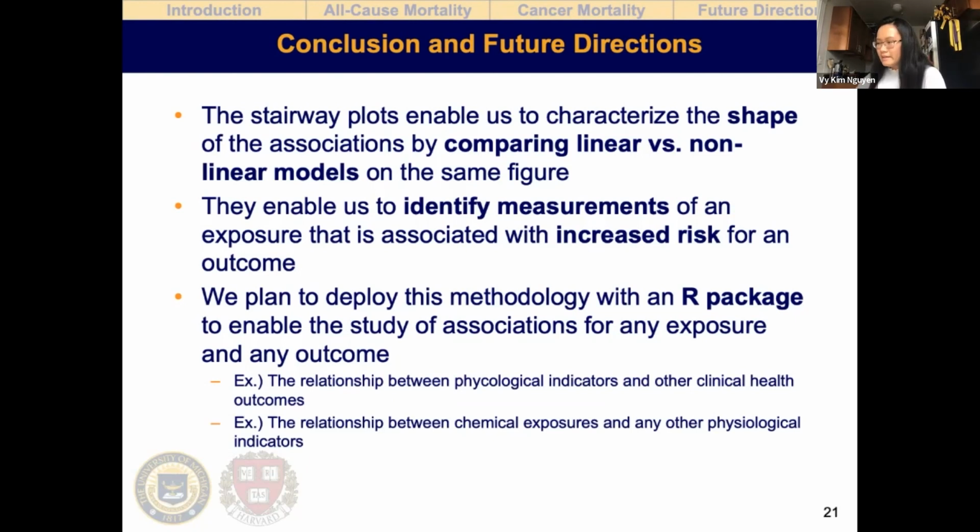But then again, we also want to be able to run these analyses to understand how the chemical exposure could perturb physiological dysfunctions in a way that could lead to mortality or cancer mortality.